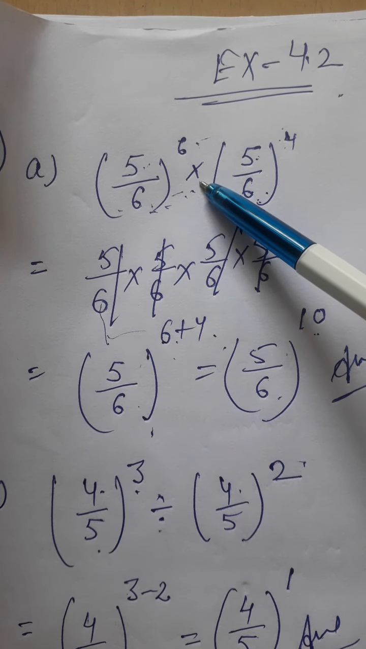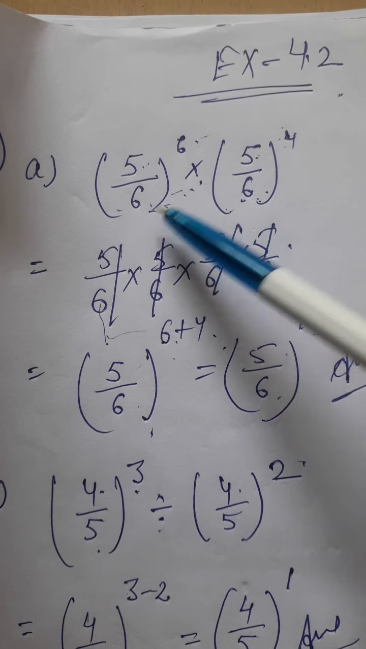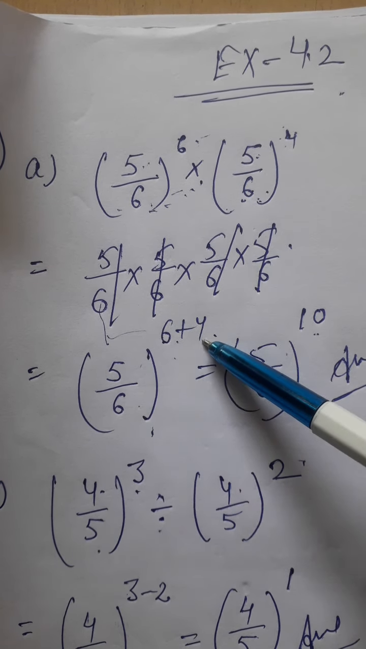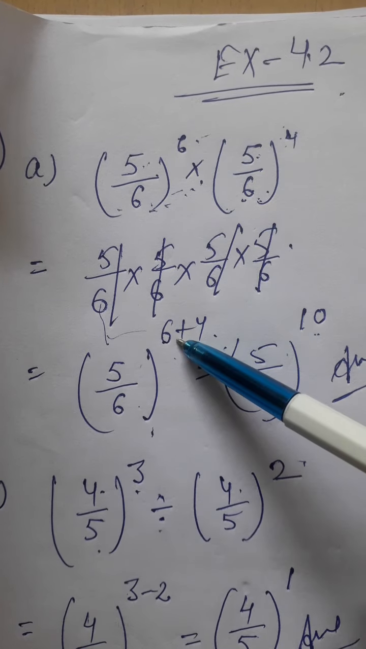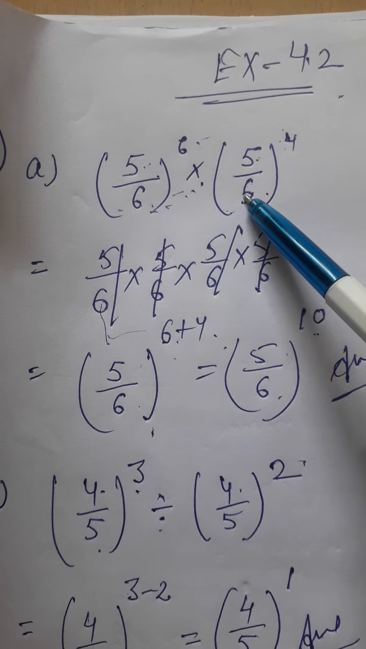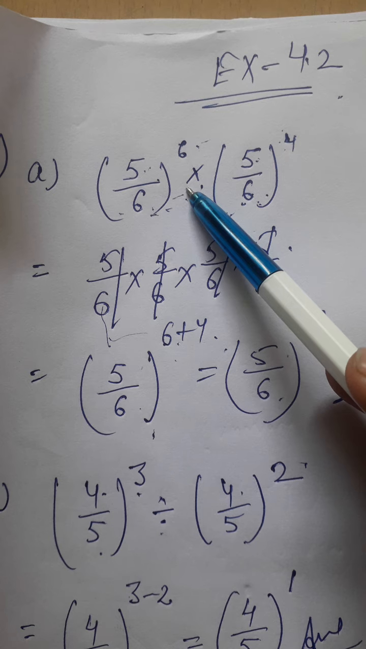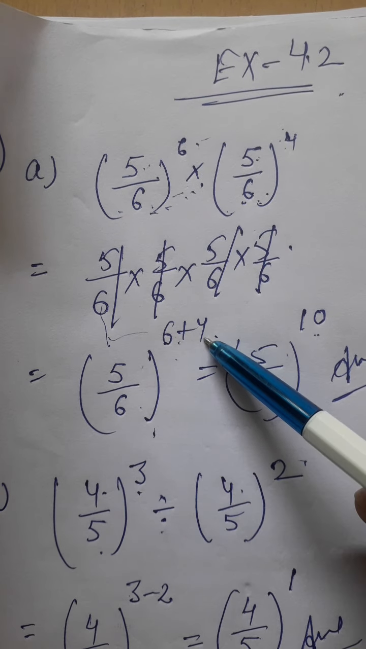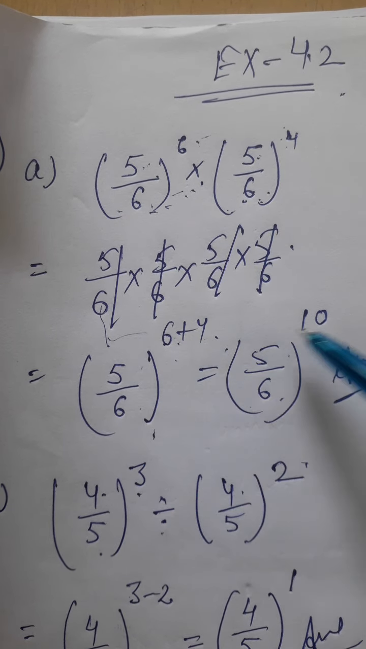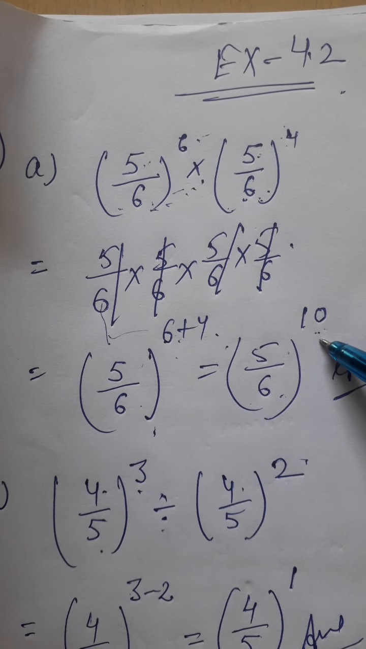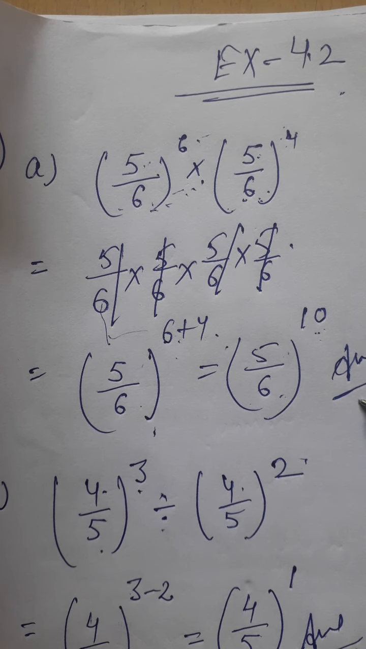So as we know, here is the sign of multiplication and the base is the same, we can add the powers. That's why we have written 6 plus 4. Okay, when the base is the same, this is called the base, and the sign is multiply, we can add the power. So 5 upon 6, 6 plus 4, 10. So 5 upon 6 having power 10 is the answer of our question.